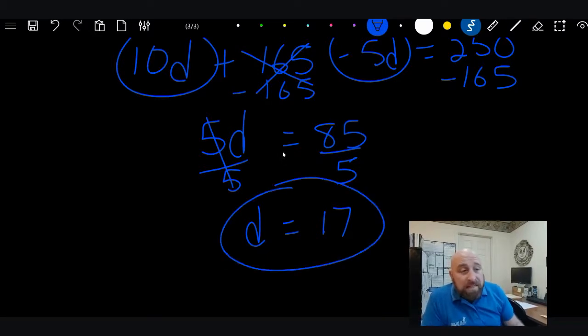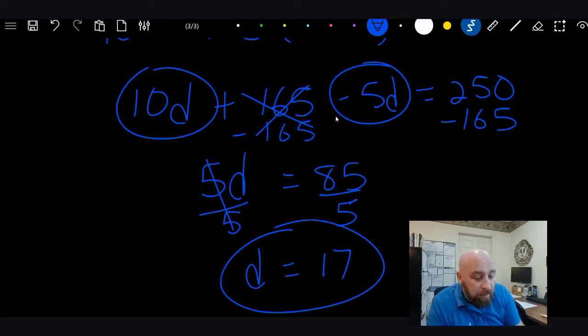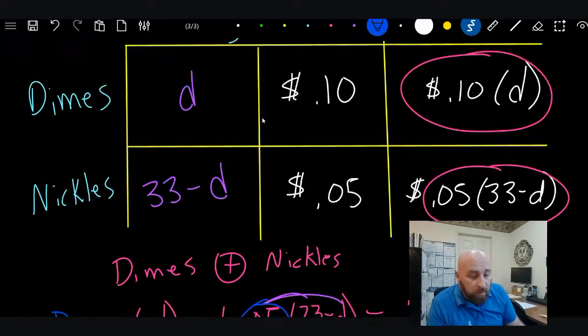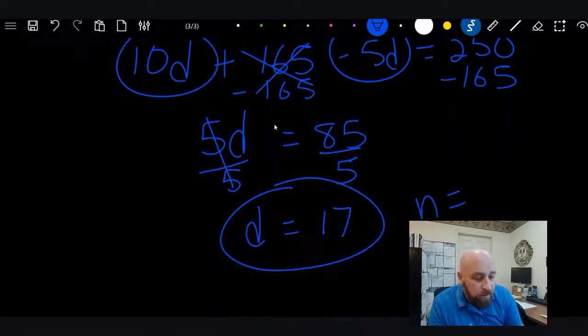We have 17 dimes. That's not the whole question. We're almost done. Now we need to find how many nickels we had. Well, the nickels, if you go back to what nickels were, 33 minus D. And so we're just going to say 33 minus 17 now. And so the nickels would be 16.